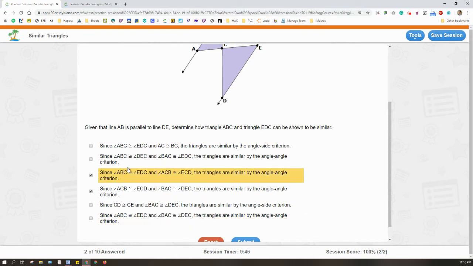And then finally, since ABC is congruent to EDC, that's from what we said earlier, and BAC is congruent to DEC, that's another thing that we found earlier, the triangles are similar by the angle criterion. So basically, we found that all 3 sets of angles are congruent to each other. So any combination of 2 of them will get you to the angle theorem. And those are the 3 statements that we chose.